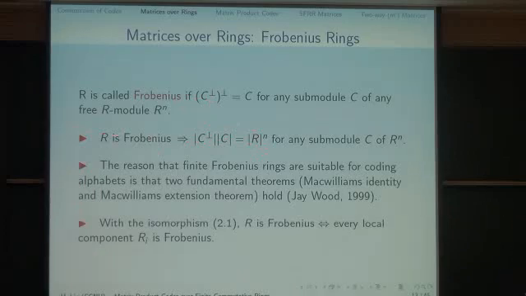That is, if R is Frobenius, then we get that the cardinality of C perp times the cardinality of C is equal to the cardinality of R^n. Why do we use Frobenius rings in coding theory? J. Wood proved that the MacWilliams identity and the MacWilliams extension theorem hold in Frobenius rings. And with the isomorphism 2.1, R is Frobenius if and only if each local component Ri is Frobenius.